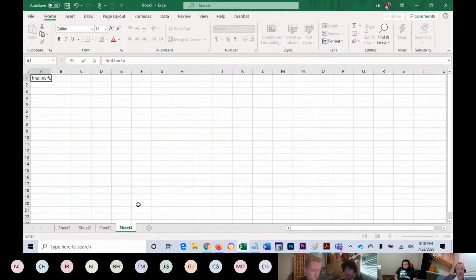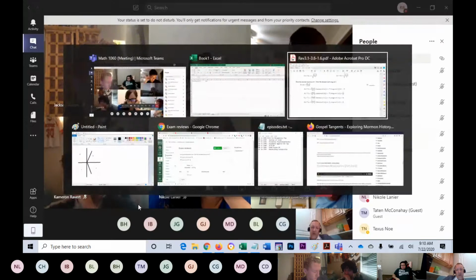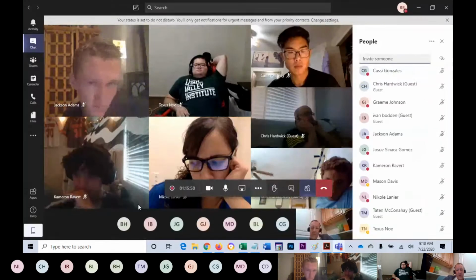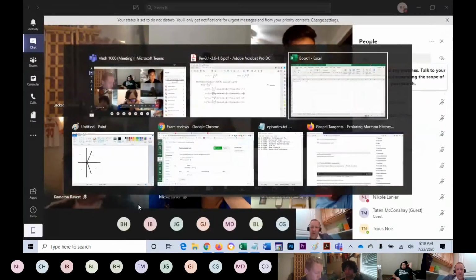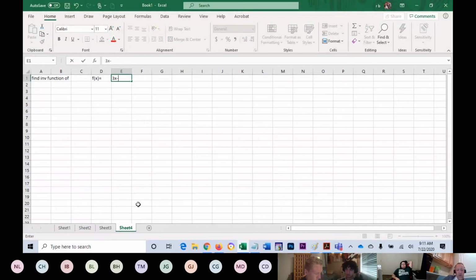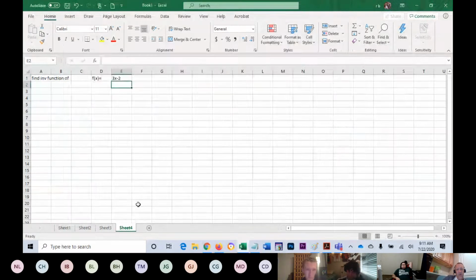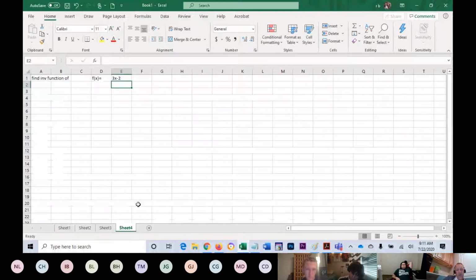Find the inverse function of, now I can't remember what the one, f of x equals 3x minus 2 over x plus 5.